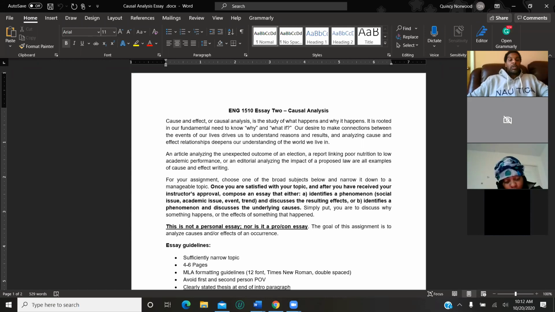All right. An article analyzing the unexpected outcome of an election, a report linking poor nutrition to low academic performance, or an editorial analyzing the impact of a proposed law are all examples of cause and effect writing. These are things that we might see if we read the paper or look at online articles. We see cause and effect in action a lot. Even though we may not be calling it cause and effect, we see it every day as we're reading things from various news sources.